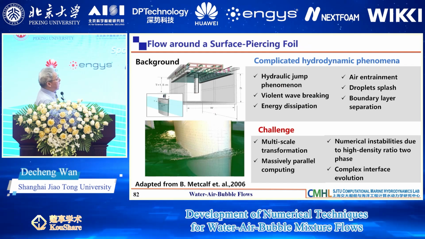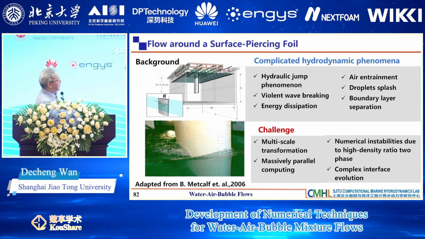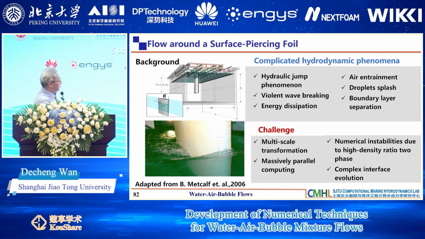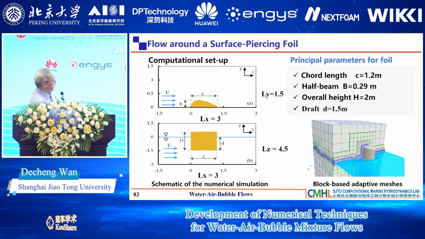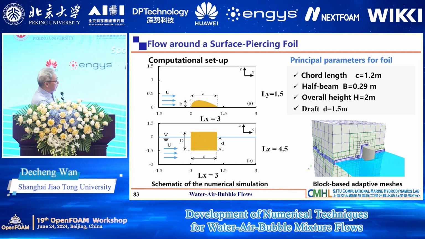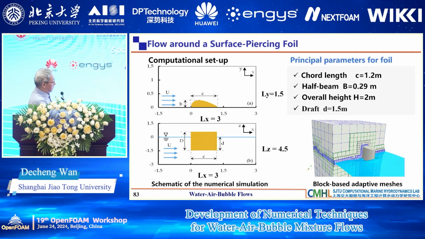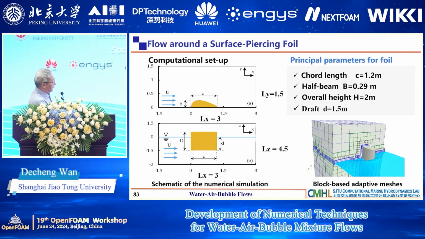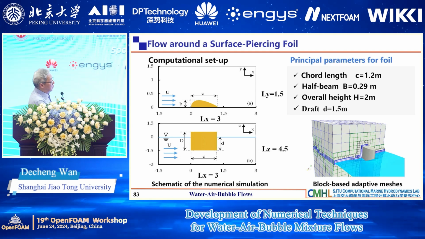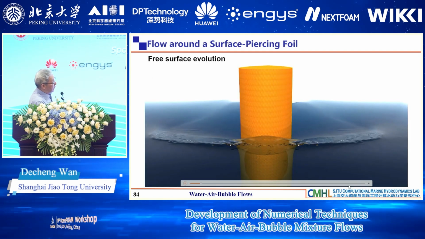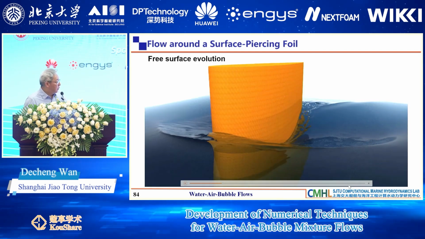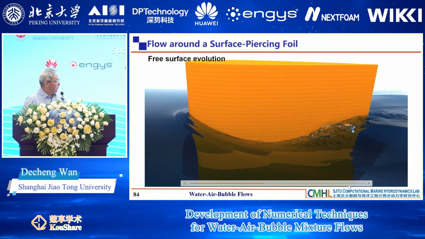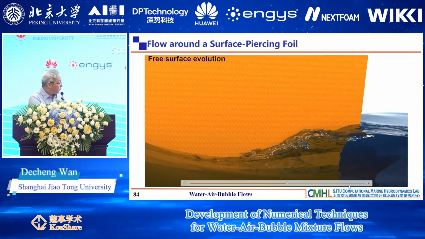Okay, I show you another example, the surface piercing foil. So this is a hydrofoil, you know, it's not only a plate, but it's a hydrofoil. It's something like this. This is the image of the depth. So this is the geometry parameters. So I show you an example. You can see how the water flows along, and then the bubble generates, and the jet flow.